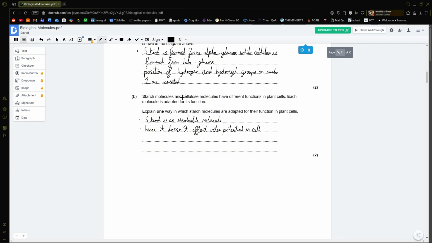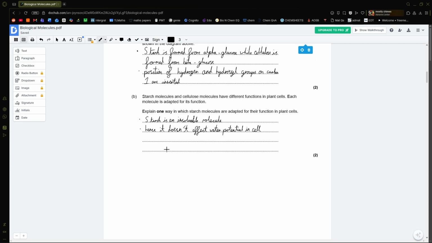So starch molecules and cellulose molecules have different functions in plant cells. Each molecule is adapted for its function. So what are the two different functions you have to think of? Starch's function is storage in both animal and plant cells. Starch is just many alpha glucose monomers. It's insoluble and it's large. You also have two different types, but this is not important for this question. While cellulose is a structural molecule. So those are the two different functions.